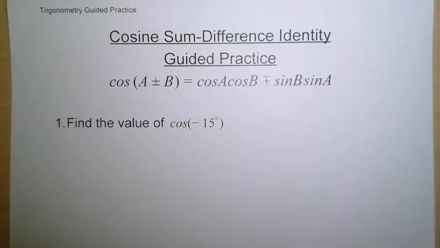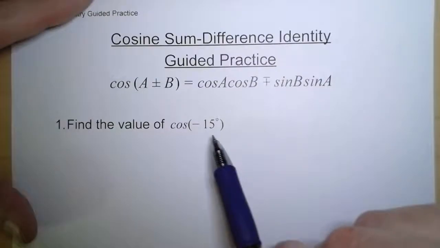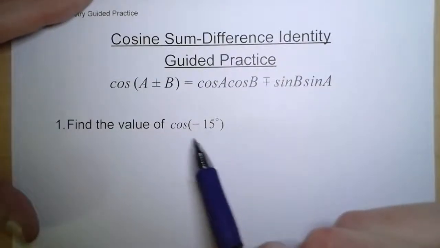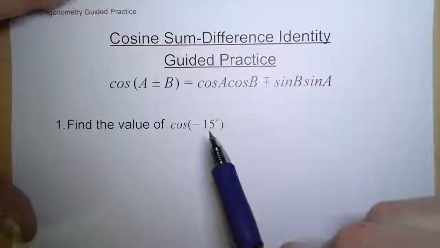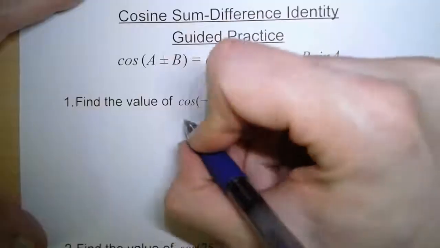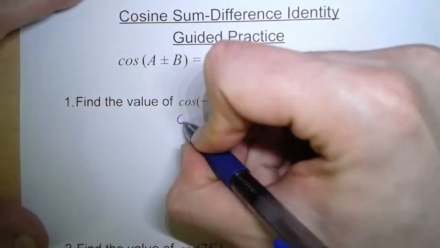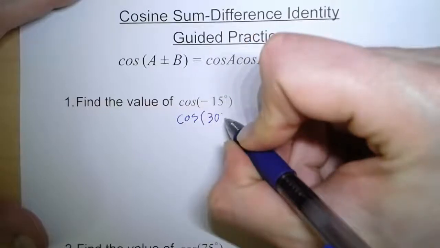So let's get started. One application of the sum and difference identity is that if we want to figure out an angle that isn't on the unit circle, we can say, wait a minute, we can't find negative 15 on the unit circle, but there are angles that we can add or subtract to get us there. So how do we get to negative 15? Well, there's a bunch of ways, and the way that I'll use is 30 degrees minus 45 degrees.